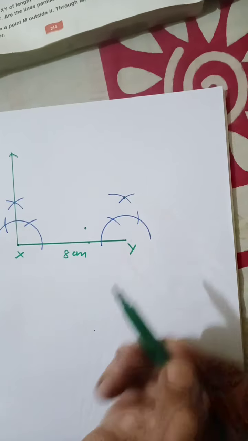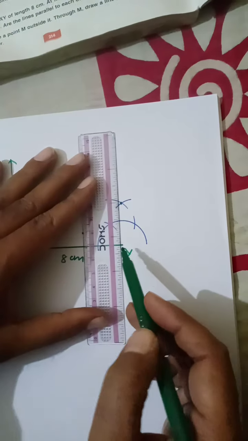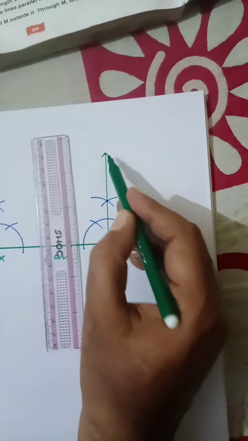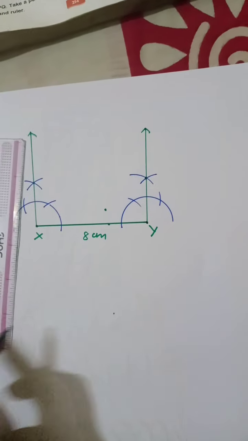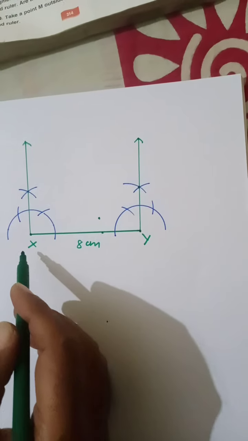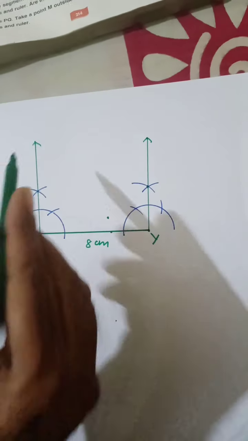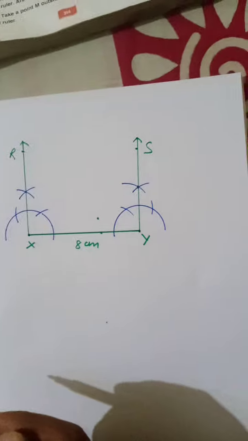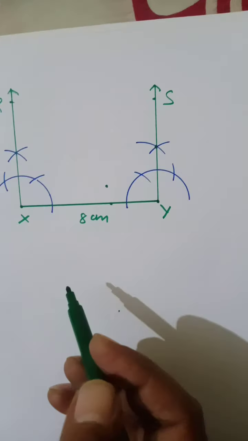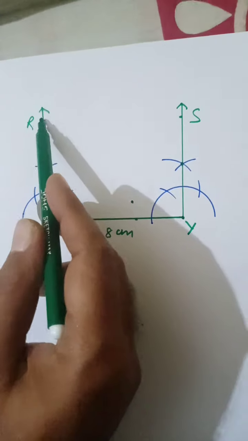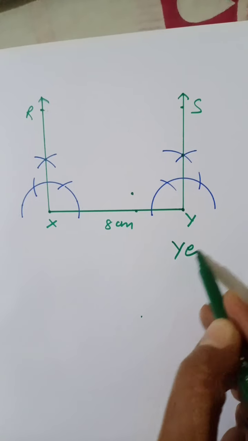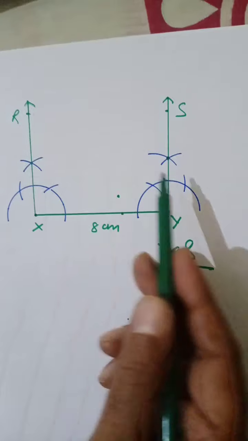This is the point, and join this point with Y. This is the perpendicular on Y. We can give it a name. This is XY. We can put this R or this S. Now we have to observe whether RX and SY are parallel or not. Yes, they are parallel to each other.